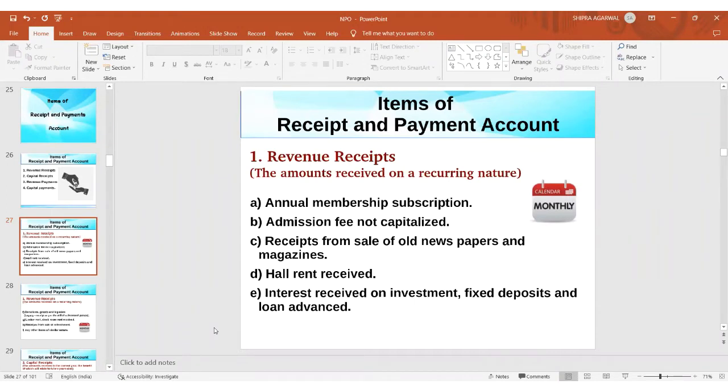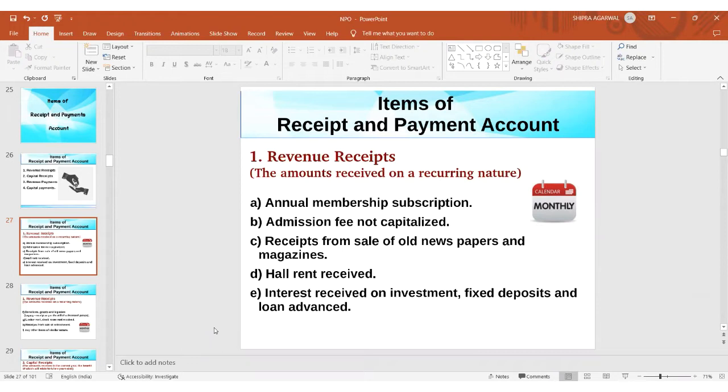Similarly, if there is any hall that you give on rent, especially if I talk about the clubs and associations, they have such halls and they give them on rent to people so that they can conduct their functions and all, right? So if you receive rent from such a hall, then you can even consider it as your receipt.